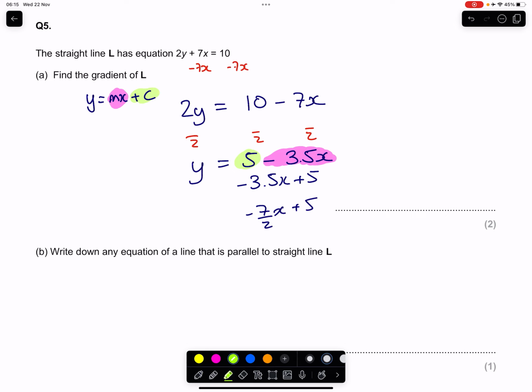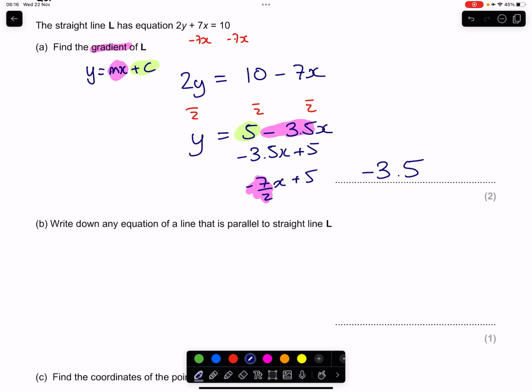And the question itself is asking for the gradient, which is the value of m. So we just quote minus 3.5 or minus 7 over 2 as our answer. Just make sure you only write one of these. I'm just going to write minus 3.5.